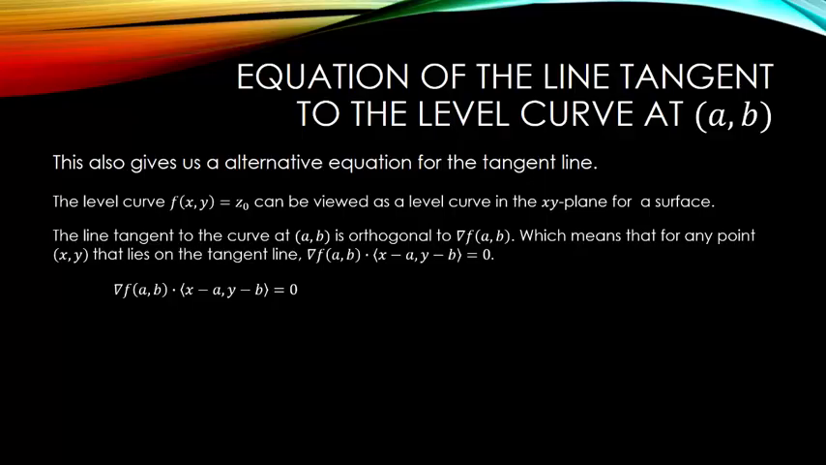I'm going to write my gradient out in terms of fx and fy. I'm dotting the vector with components fx at AB, fy at AB with the vector x minus a, y minus b. This means I get fx at AB times the quantity x minus a plus fy at AB times the quantity y minus b, and that is all equal to 0. This is an alternative form of an equation for the tangent line.